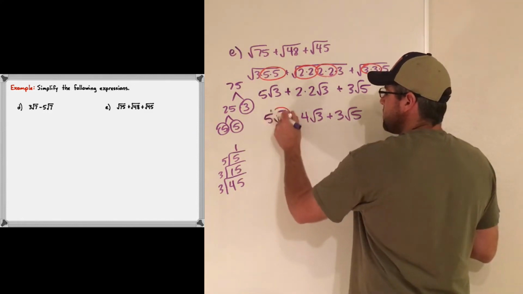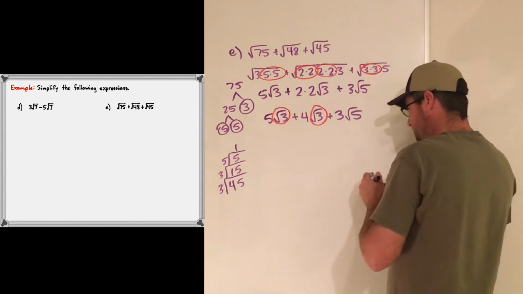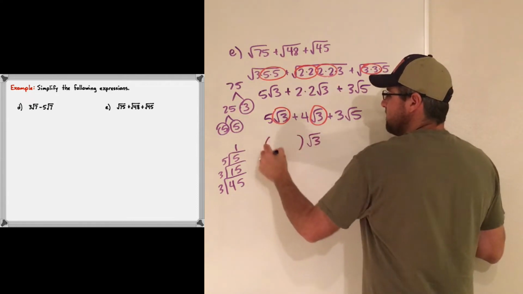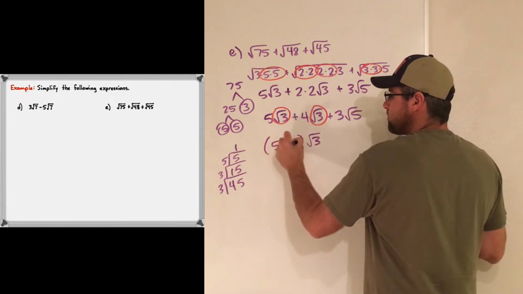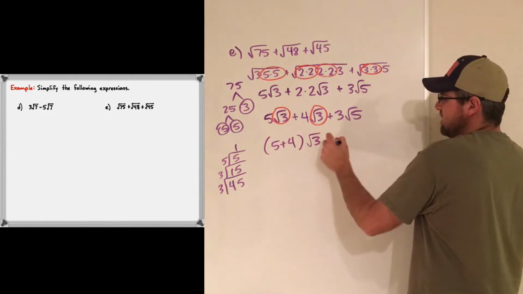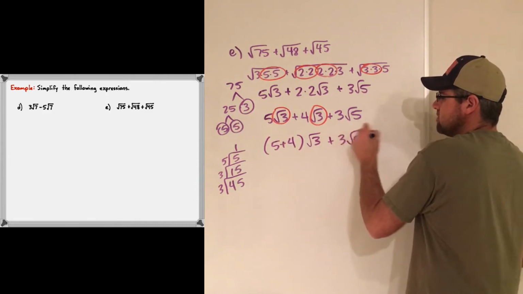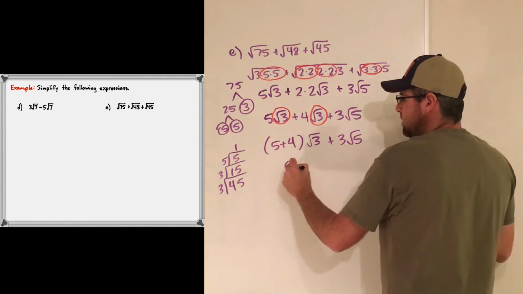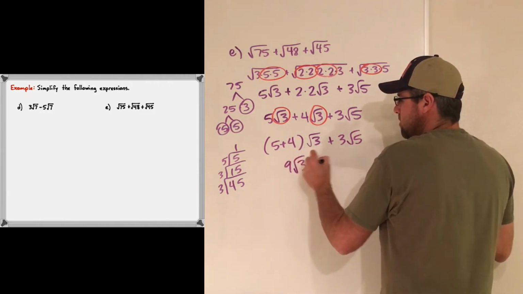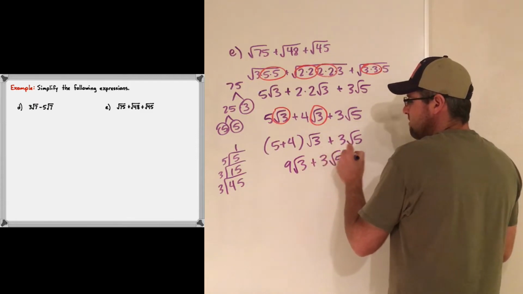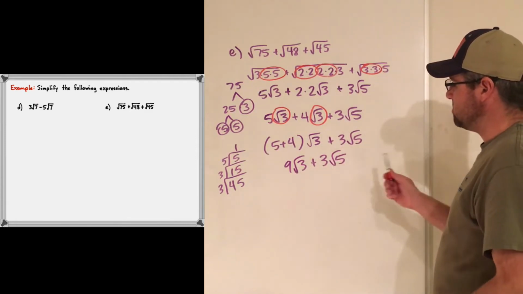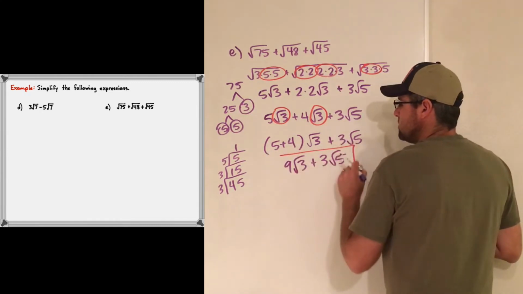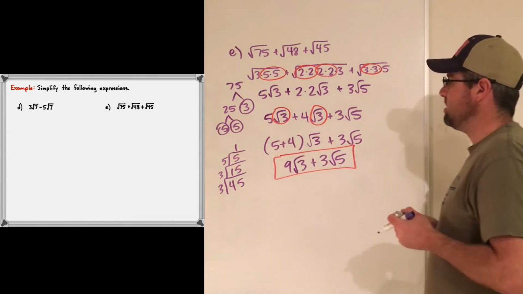The square root of 3 and the square root of 3 go together. So I can carry those down, square root of 3, factor that out, and what's left over here is 5 plus 4. And in this guy, I couldn't take anything out, so I'm just going to carry that down. I'm just going to leave it alone. From here, 5 plus 4 is 9, and rad 3, plus 3 rad 5. And again, I can't combine those because the radicals don't match. There's nothing alike about them. So I would just say that is my final simplified answer.